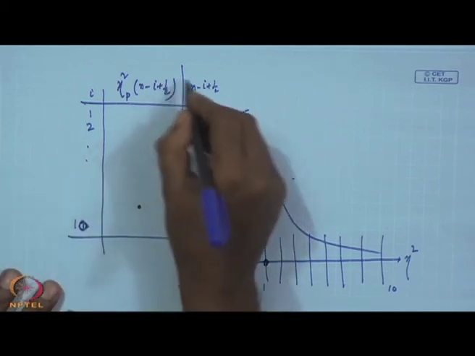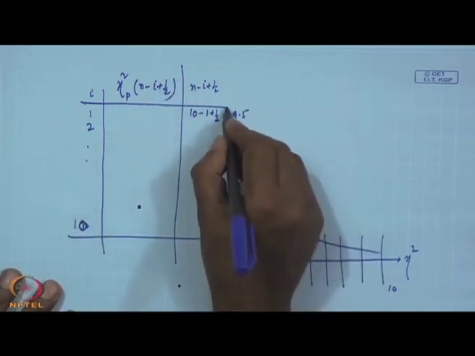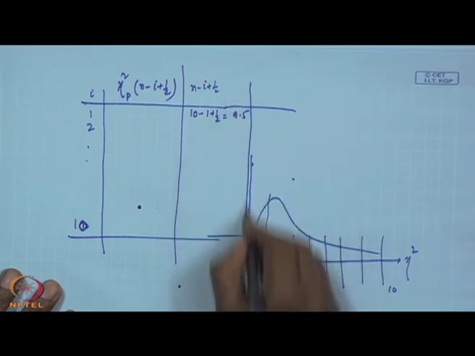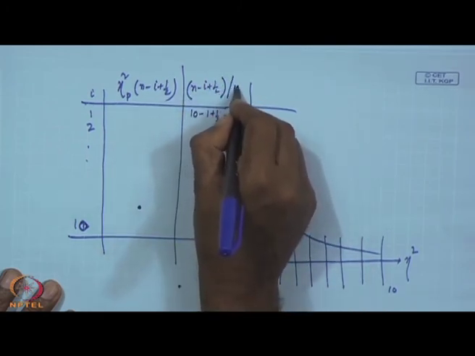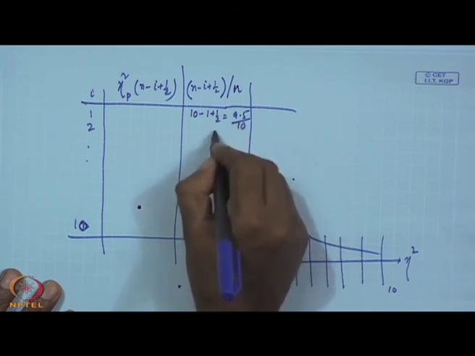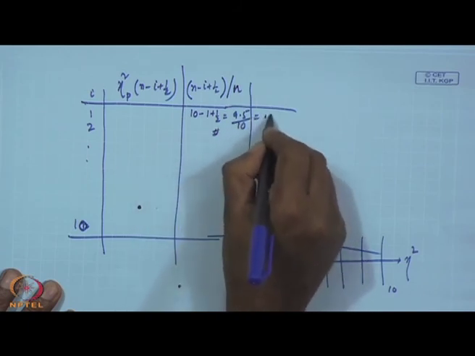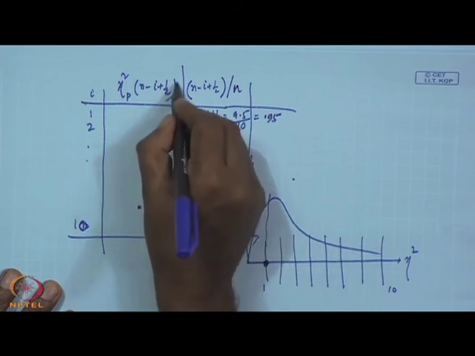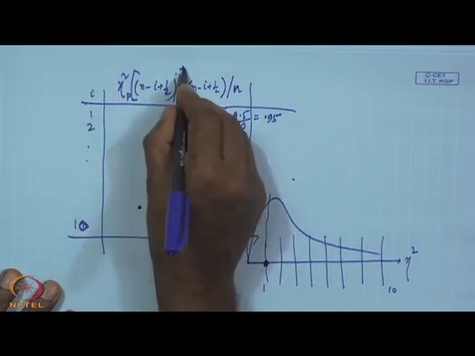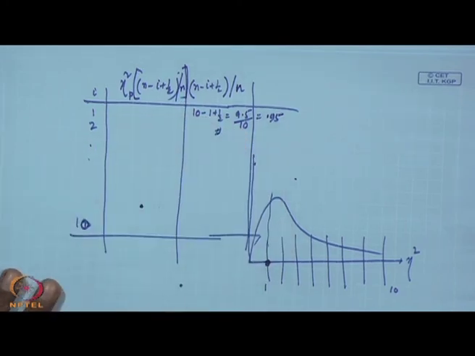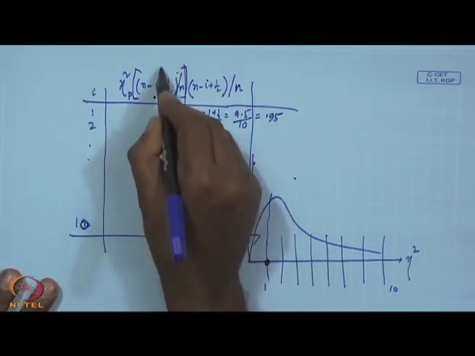So, we want to find out the probability. How many data points are there? 10 data points are there. So, if I divide by n again, that is by 10, this will be 0.95, and this one also you write as divided by n, because this is the probability value, the alpha value.